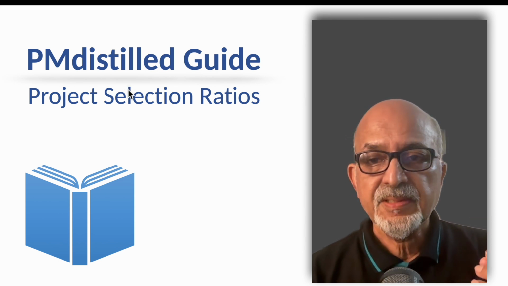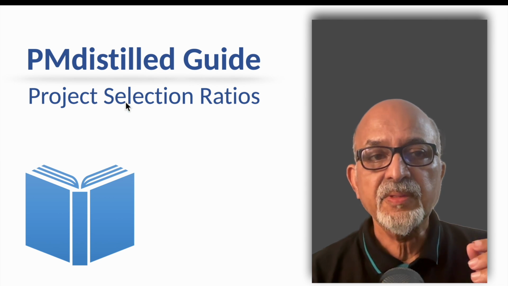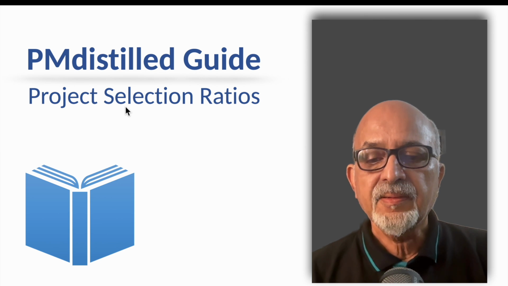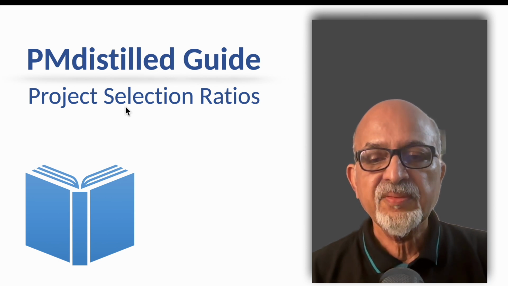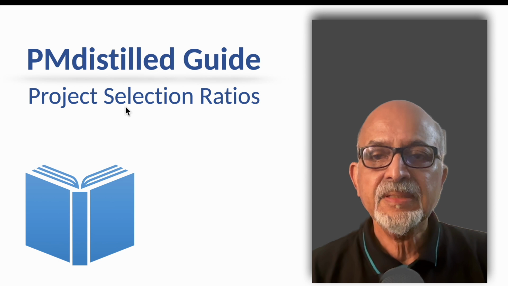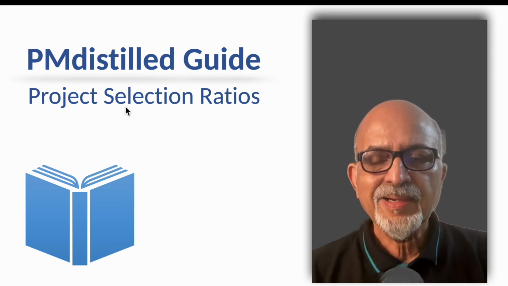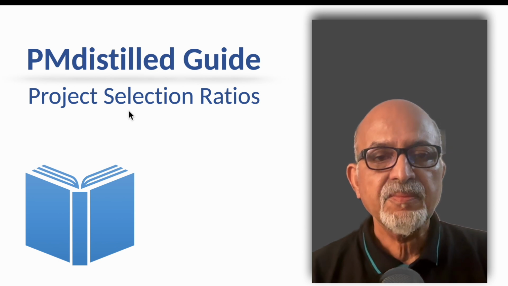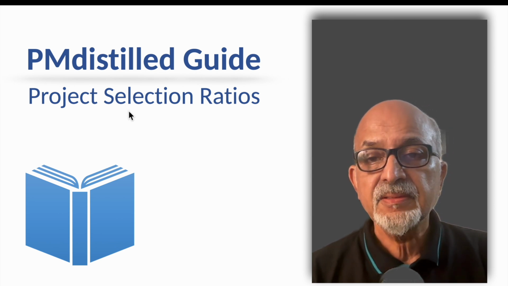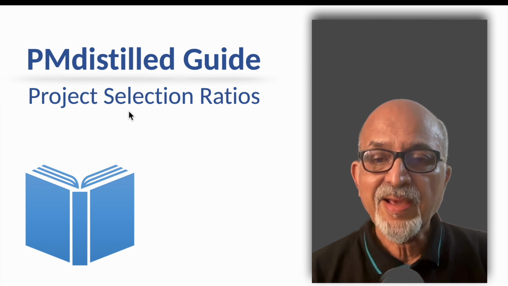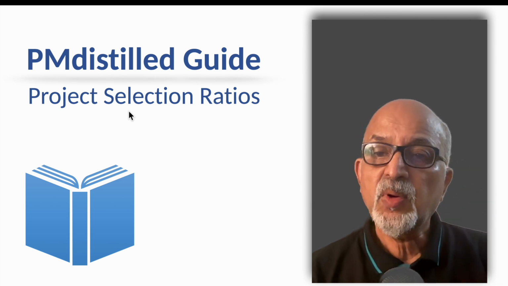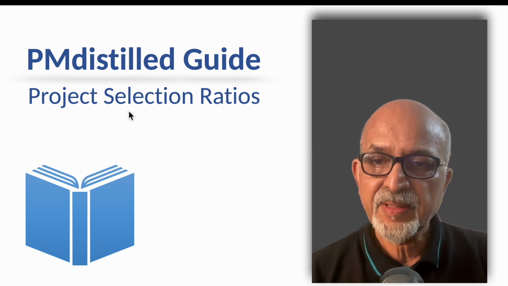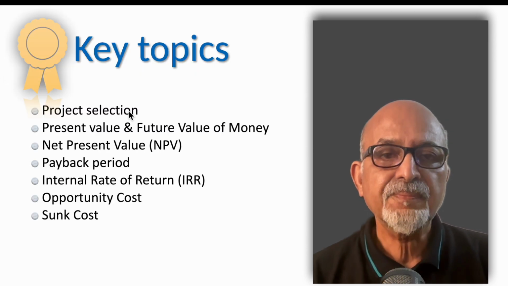In this discussion, I'll walk you through the key project selection ratios like net present value, that is NPV, IRR, payback period, opportunity cost, sunk cost, cost benefit analysis, etc. These are very critical or very valuable when we want to select the best projects for our organization, or for our client.